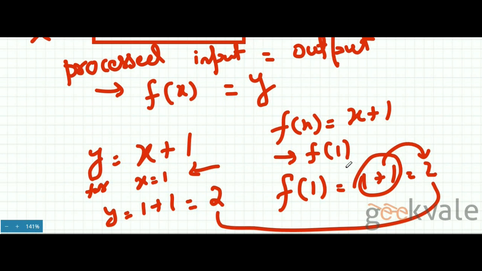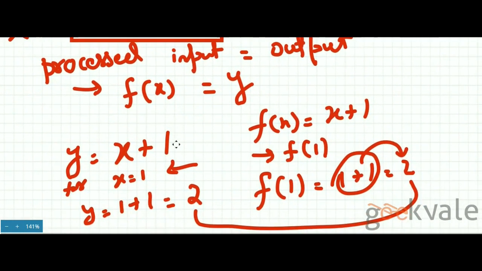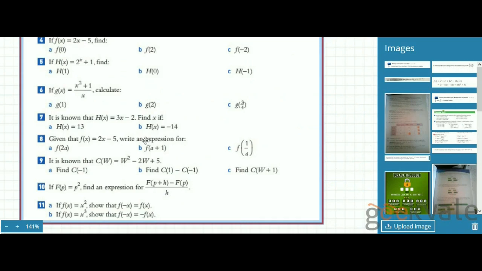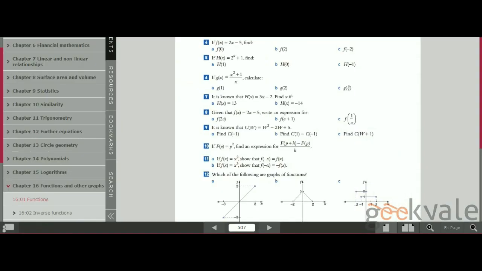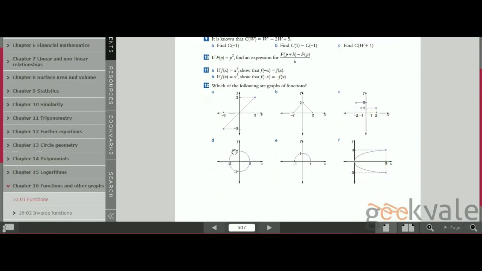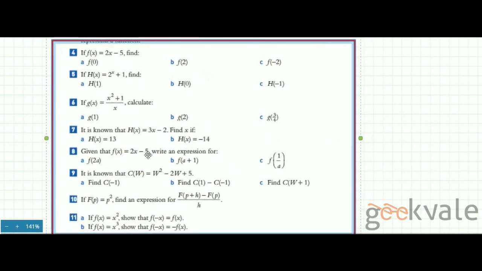Okay, summary of the topic: the processed input is equal to output, and to evaluate the function at a specific input, you just replace the x with that value, and the notation for that will be f of that input. This is relevant to our exercise 16.1, question 4 to question 11, I believe. Question 12 is about the vertical line test. Okay, question 4 to question 11 now.